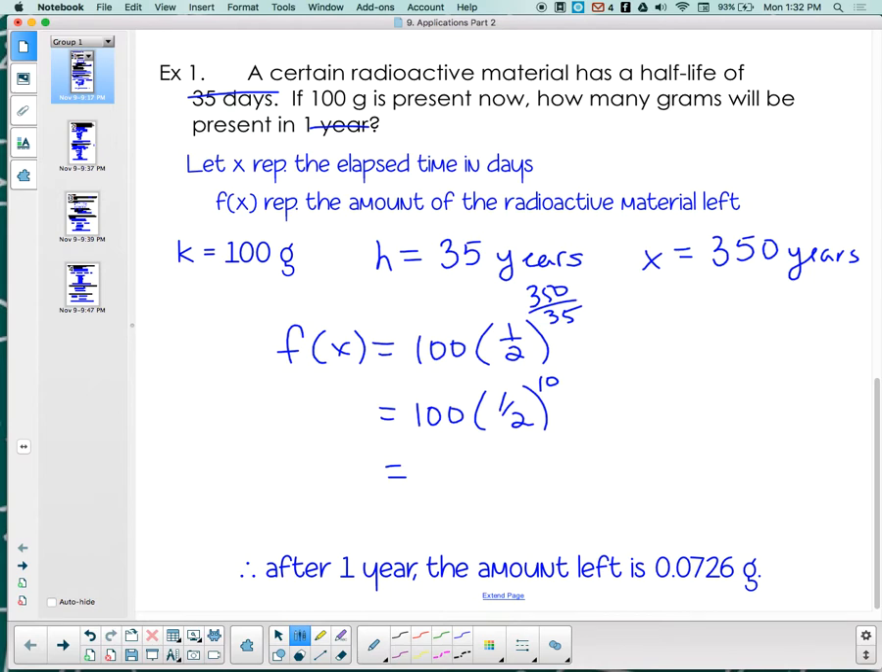So what is this? 100 times 0.5 to the power of 10 gives us 0.0976 grams. So we're left with that after 350 years. Yeah, I just got 0.097625. Yeah, that's what I got.